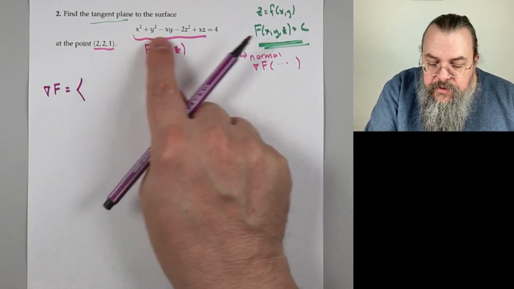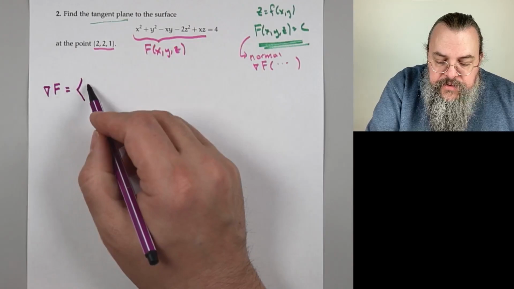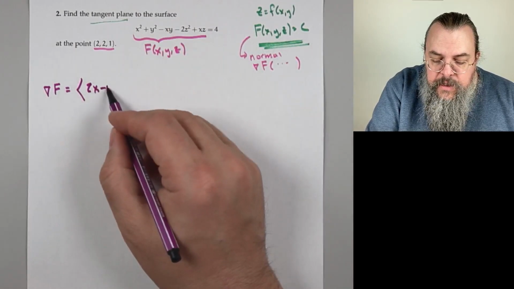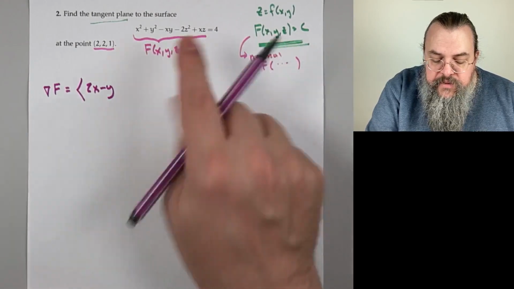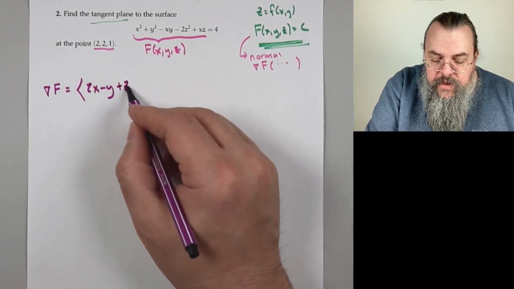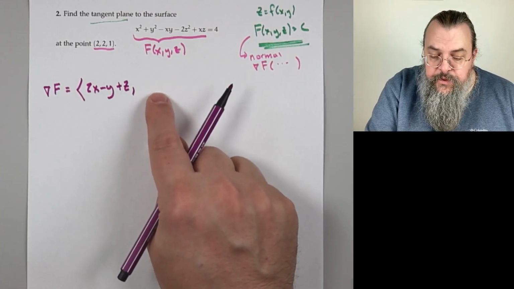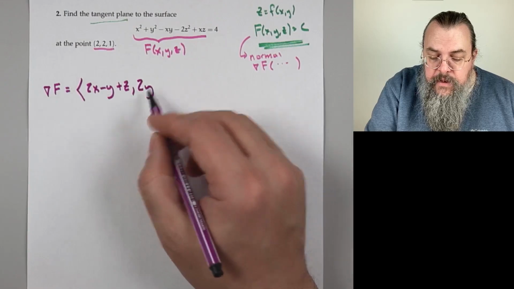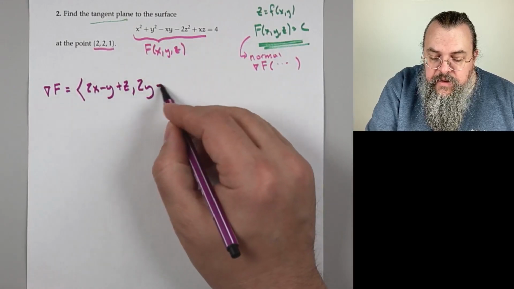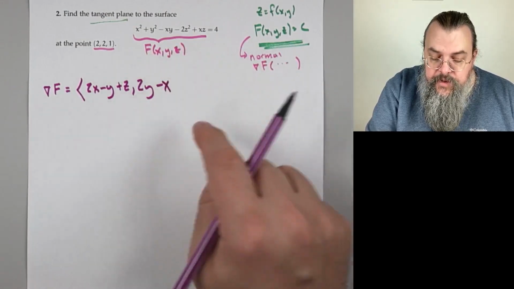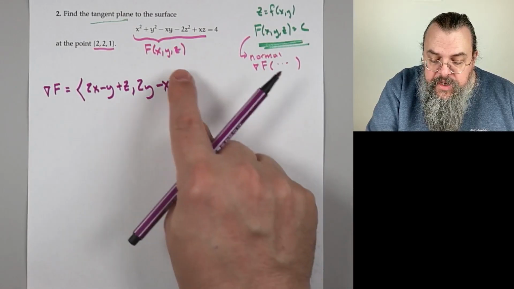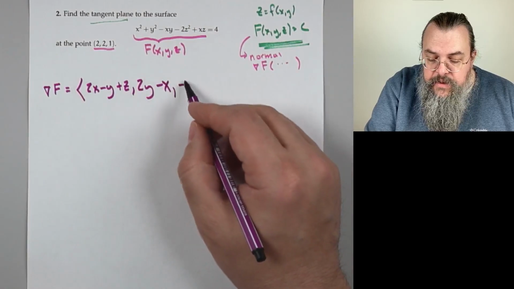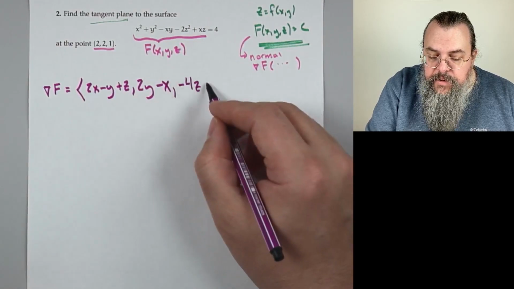So we just start going through. Anything with an x, take a derivative. So a 2x, a minus y, and a plus z, comma. Second entry, derivative with respect to y. 2y minus x, and that's it. Okay. Third entry, derivative with respect to z. Minus 4z and plus x.